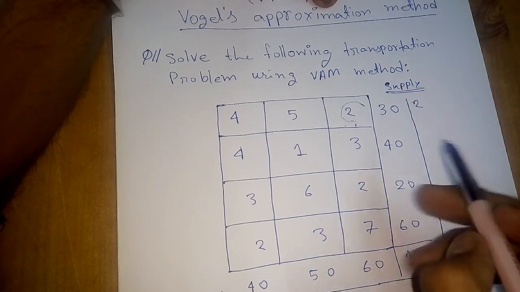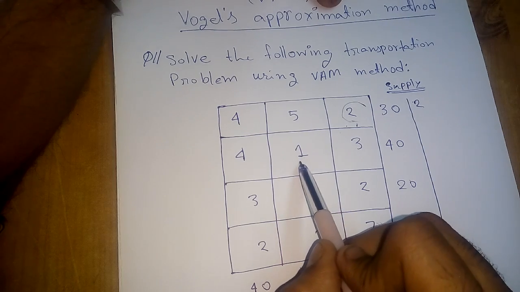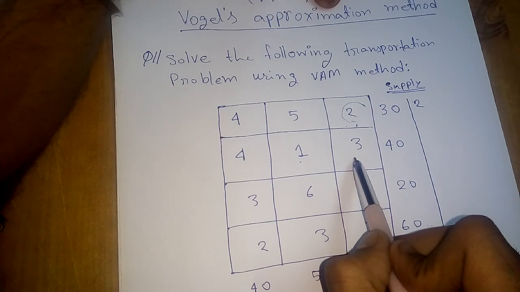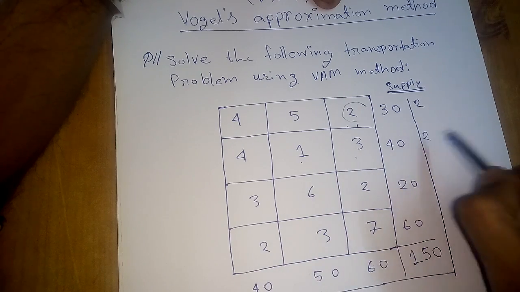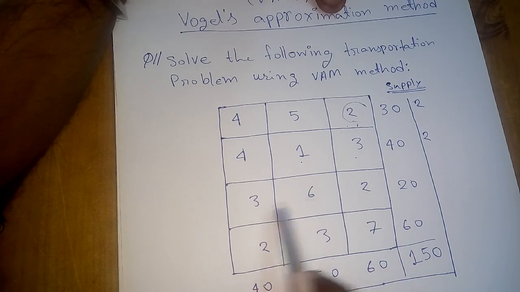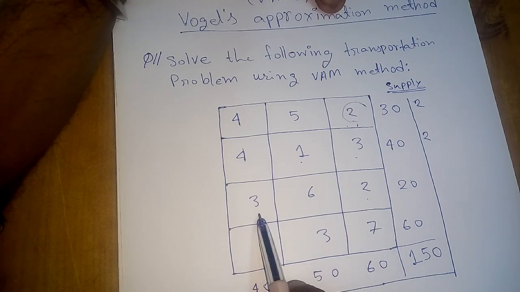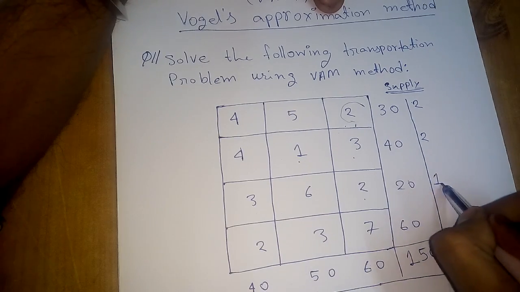Like this, in the second row the minimum value is 1 and more than 1 value is 3. So the difference between these two values is 2. Here minimum value is 2 and greater value than 2 is 3. So the difference is 1.